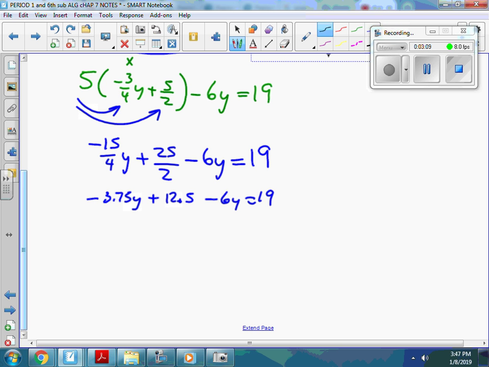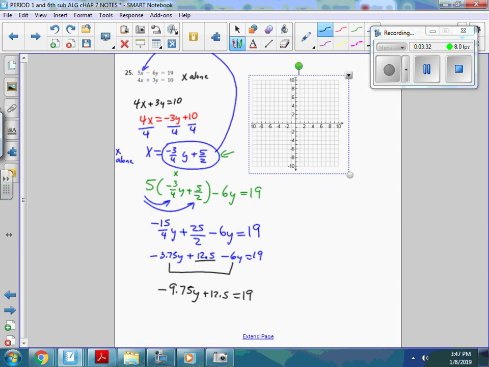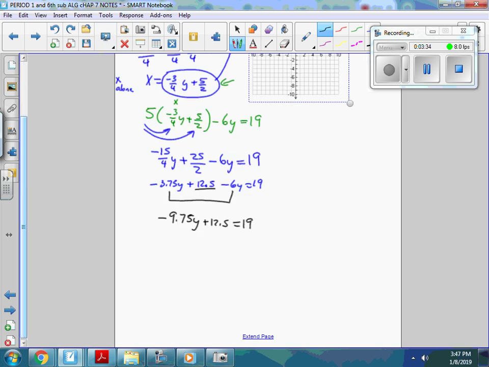Now I'm going to combine my y's on this side. I don't change the signs. That's going to be negative 9.75y. So definitely easier to convert to decimals here. Plus 12.5, I didn't do anything with that, equals 19. Now from here, it's just math. Well, it's all math, but here it's just combining like terms and moving things over.